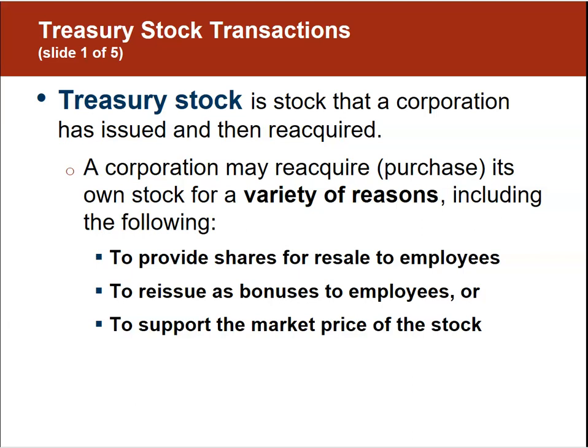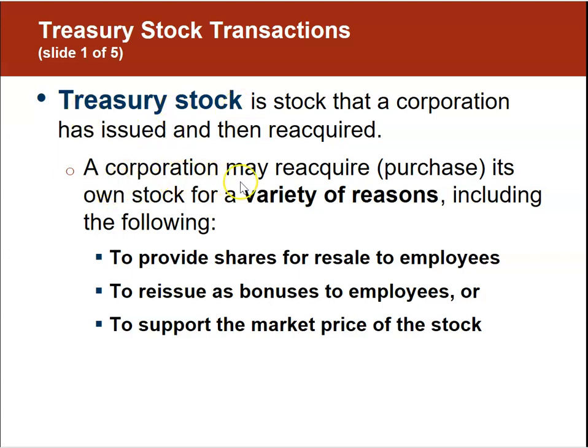And we said that maybe the company decides that they want to buy back 5,000 shares of their own stock. And when that happens, and it does happen, we call this treasury stock. Treasury stock is stock that a corporation has issued and then reacquired. So it's no longer outstanding. It went from being outstanding stock to being treasury stock.